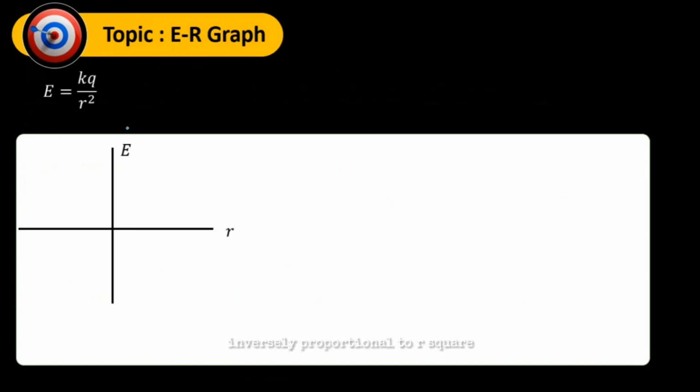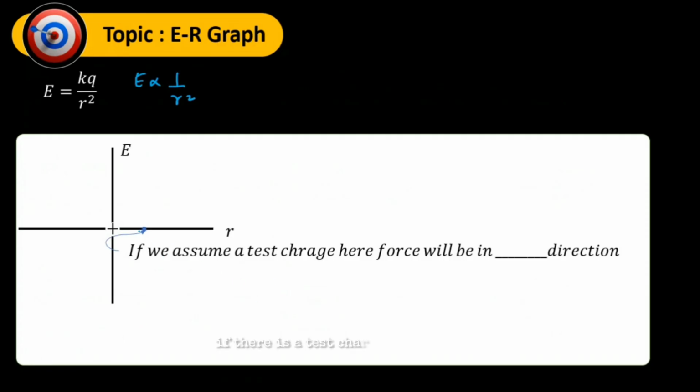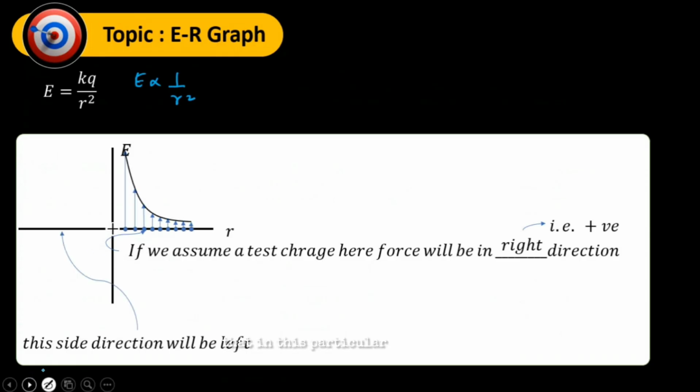Now this is important. What is the relation, or you can say what is the graph of E and R? So we know E is inversely proportional to R square. If it is inversely proportional to R square, as distance increases, field will decrease. I'm assuming this is my origin. If there's a test charge placed at this particular point, the force will be in the right direction, and that force can be represented by a positive charge. So field will keep on decreasing with R like that. So the graph will look like that in this particular case.